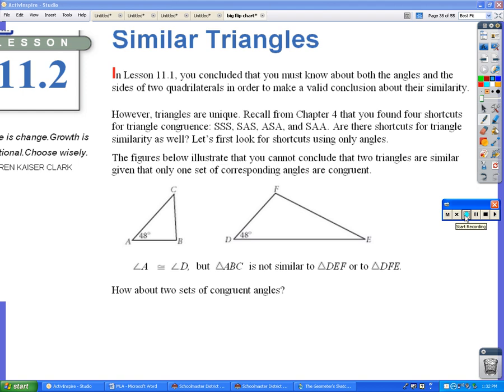When we had, what were some congruency shortcuts we had? SSA. SSA was not one. Okay. SAS was one. ASA, SSS, those kinds of things, okay? So we're going to do the same thing with these. The ones that we found for the congruence that worked were SSS, SAS, ASA, and SAA.